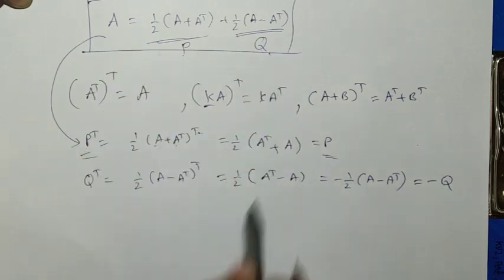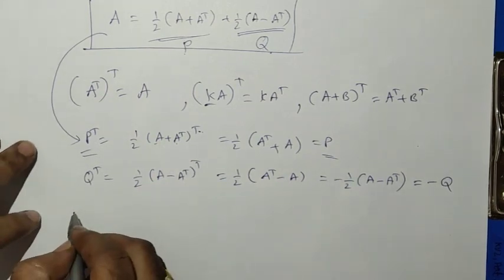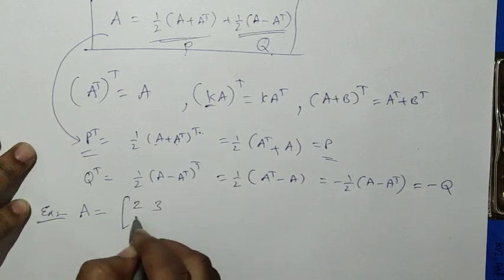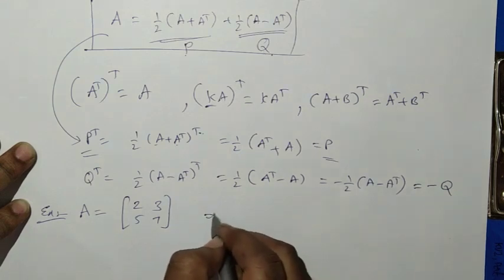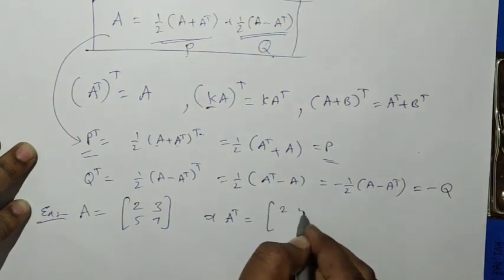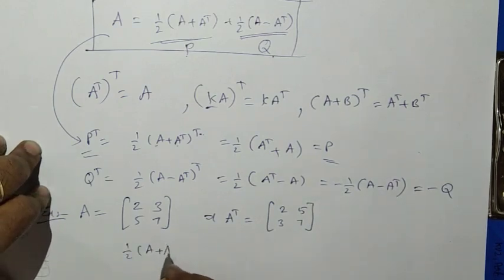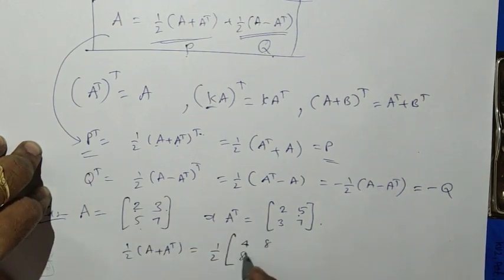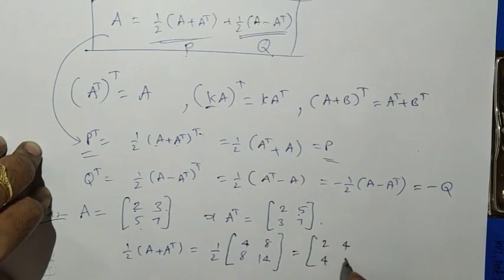That means if you are asked to write the given matrix as a sum of a symmetric and a skew symmetric matrix, let me give an example. A is equal to 2 3 5 7. Write this matrix as a sum of a symmetric and a skew symmetric matrix. First find A transpose. In the first step it is 2 5 3 7. Then let us find half into A plus A transpose, which is half into 4 8 8 14. So divide, then you get 2 4 4 7.